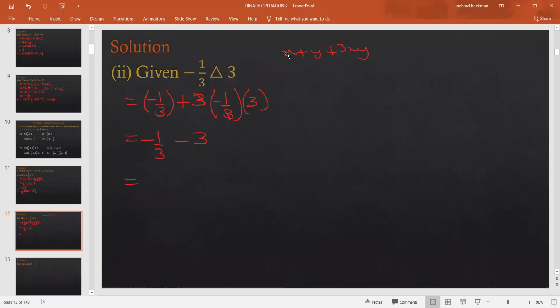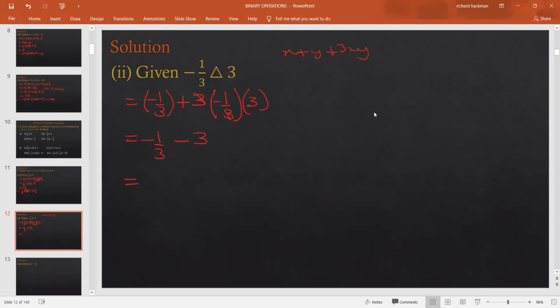Mr. Hartman, please, I think you've made a mistake. The rule says x plus y plus 3xy, and you've written negative 3, so where is the other 3 multiplying the xy? Come again. The rule says x plus y plus 3xy, but you didn't bring the 3 that was multiplying the xy. I did. Okay, this is it.